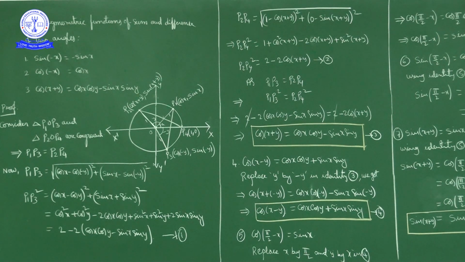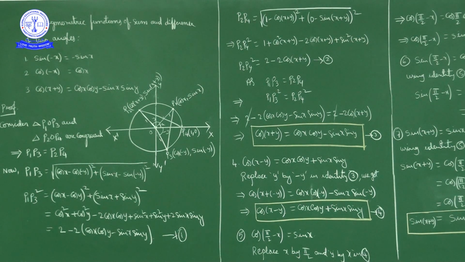Now here in cos(x+y) and cos(x minus y), what you can observe is that we have both cos terms and both sin terms: cos x cos y, sin x sin y. Suppose x plus y, if you have plus there, it will be minus here. Suppose x minus y, if you have minus there, it will be plus here.